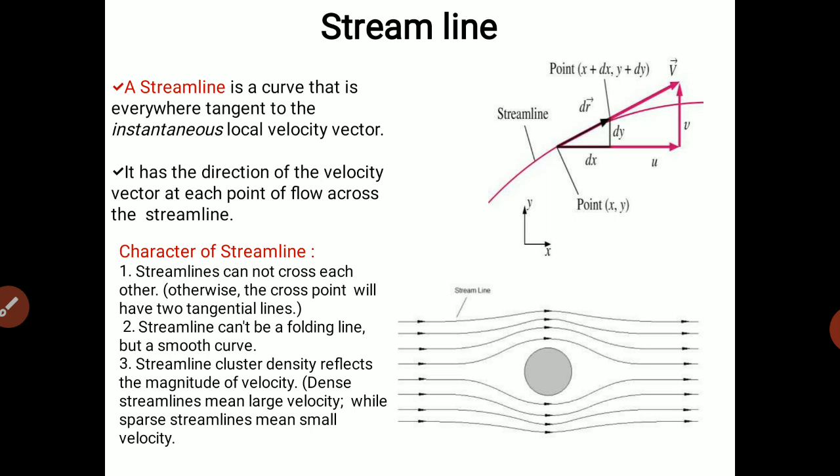If you have seen any flow pattern, they don't mention the type of flow or the velocity. They just draw the graph of the streamlines. Accordingly, from the density you conclude the velocity and type of flow at that particular point. So that's why streamlines are very important.